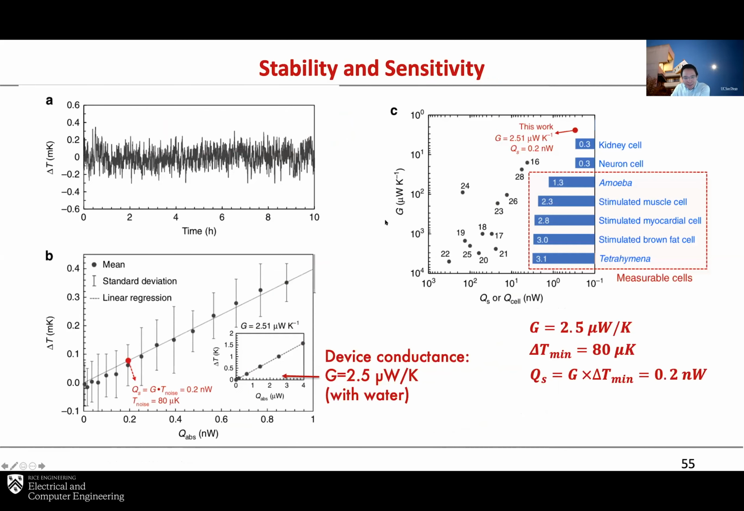So long story short, this is about 5 years of work, but eventually we created this device that has a conductance of 2.5 microwatt per Kelvin, even with water, and we can stabilize temperature within about 100 micro-Kelvin for a long period of time, like over 10 hours. So this way, the temperature stability is very important for this measurement. And in the end, we can measure heat flux of about 0.2 nanowatt. So this is the first sub-nanowatt bio-calorimeter that people have made. And because of this, we can measure some cells. We have not done a lot of other cells, but the first one we demonstrate is this unicellular cell, Tetrahymena.